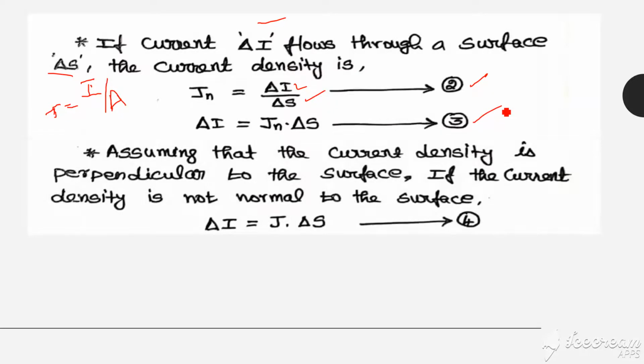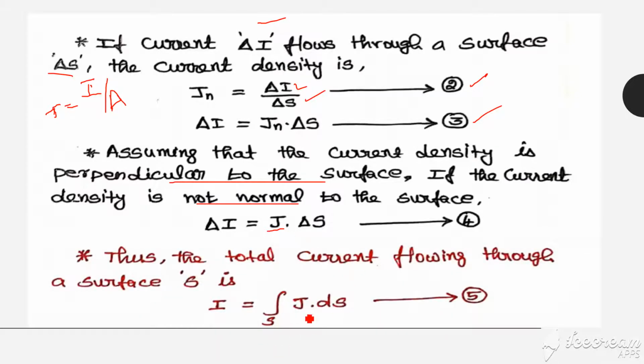Here we assume that the current density is perpendicular to the surface. If the current density is not normal to the surface, we can replace J_n by the vector J, which is equation 4. Thus the total current flowing through the surface is the integral over the surface of J dot dS. This is equation 5.